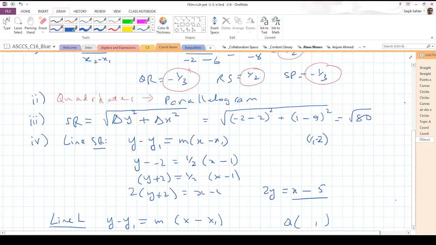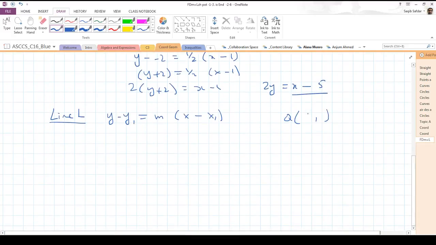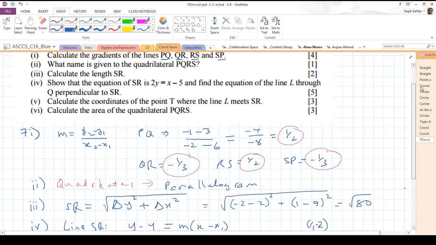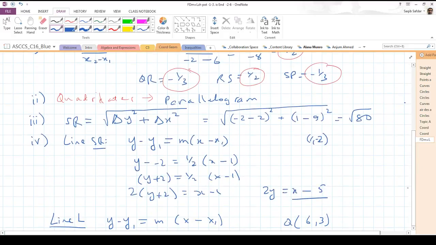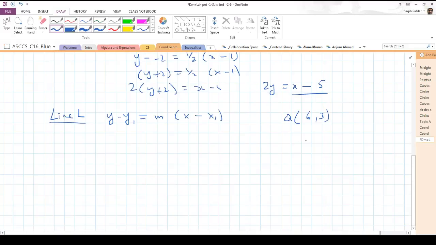6, 3. So let's just write that in there. So we've got 6, 3, and it's perpendicular to SR. We know the gradient of SR, so I'll just write down the gradient of SR equals a half. Therefore, perpendicular to SR is simply going to be minus 1 over half, which will give us minus 2.